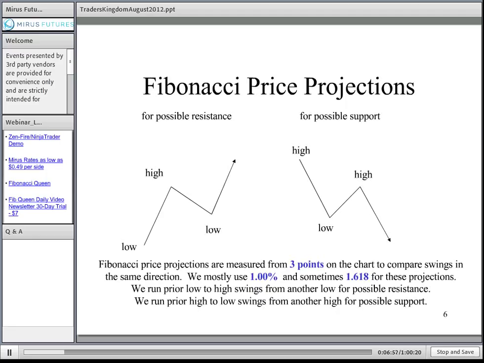Okay, as far as the Fibonacci price projections, this is how I run what I call the symmetry projections. If you are taking a prior low to high swing and then projecting from a new low, you're setting it up for the possible resistance. And I'm typically using 100% and sometimes 1.618. Bottom line is that you want to use 3 points on the chart so that you're actually comparing swings in the same direction. Okay? And if you're taking a prior high to low swing and then you're projecting from a new high using those same ratios, you're looking for possible support.